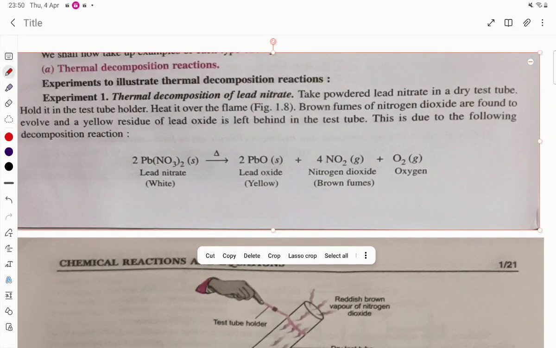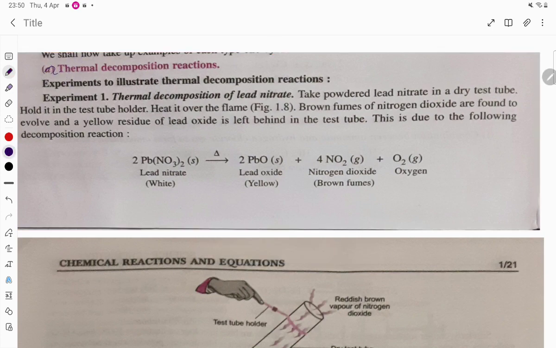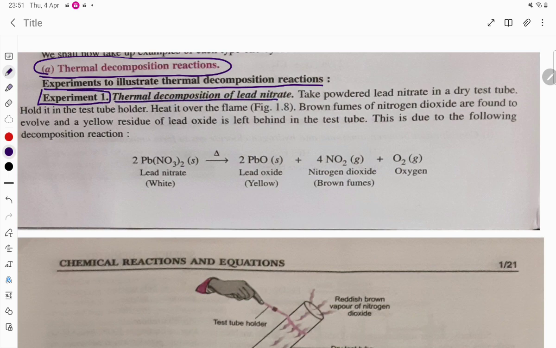Hello student, let's try to understand types of decomposition reactions. If you see, the first one is thermal decomposition reaction that we are looking for. What you will find, student, here the experiment to illustrate thermal decomposition reaction. First of all, you see the experiment number 1, thermal decomposition of lead nitrate.